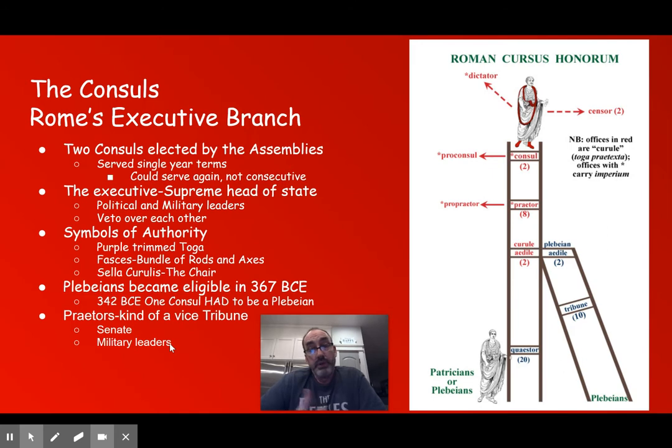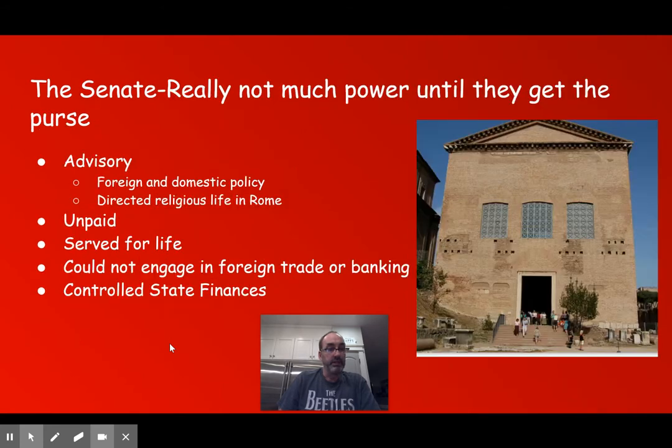Now, a censor over there, off to the consul, those people would do the census. Every 5 years, the censor would go through the entire country and create that census and count people to make sure that they're getting the right taxes paid to them. Now you can also see the patrician and plebeian side there.